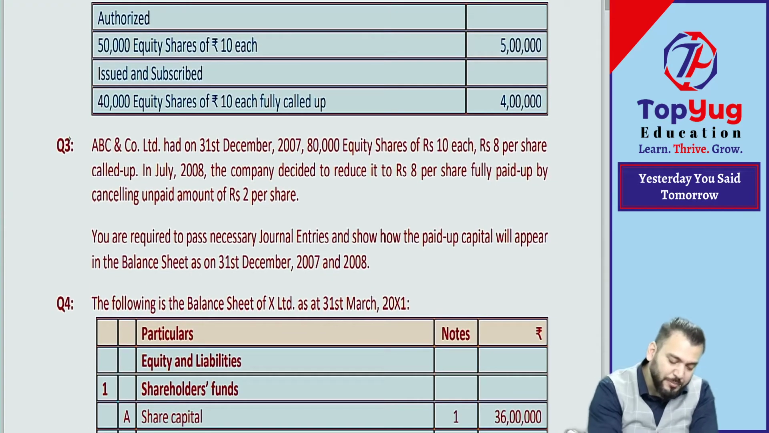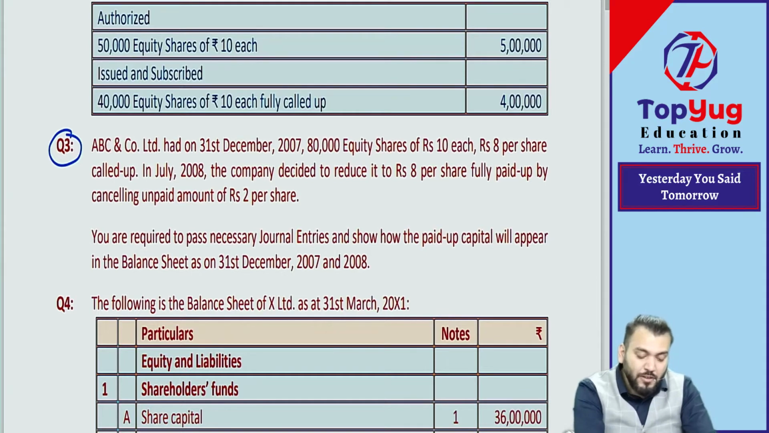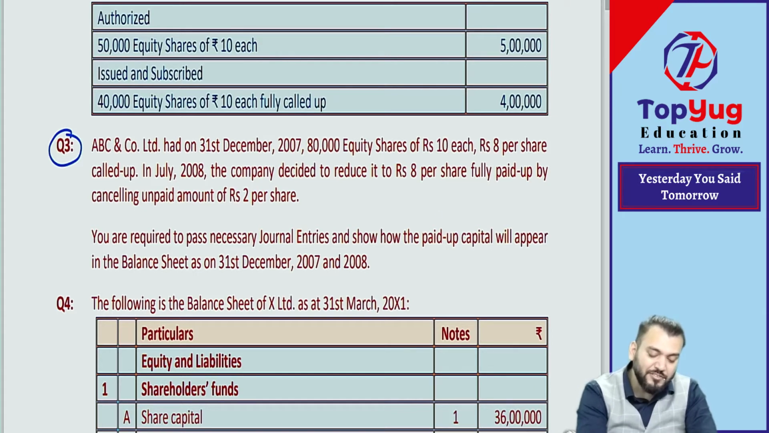Coming to the next point, question number 3. ABC Company Limited had on 31st December 2007 80,000 equity shares of rupees 10 each, rupees 8 per share called up. In July 2008, the company decided to reduce it to rupees 8 per share fully paid up by cancelling the unpaid amount of rupees 2 per share. So by cancelling the unpaid amount, this is what? Cancellation of uncalled capital. You are required to pass necessary journal entry and show how the paid up capital will appear in the balance sheet as on 31st December 2007 and 2008.